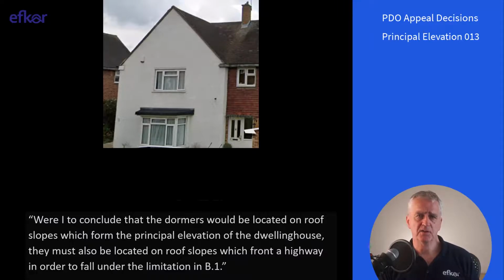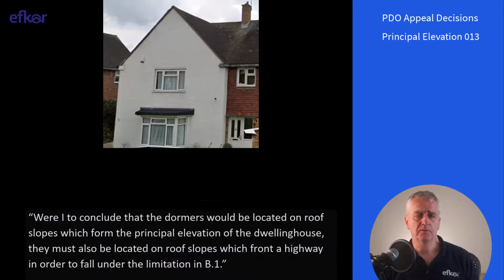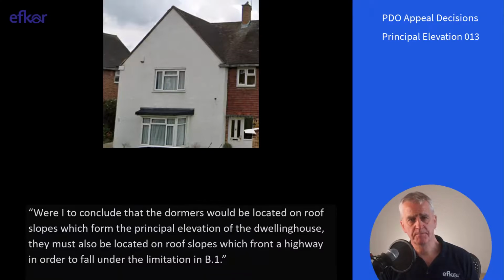Secondly, the inspector is under the impression that the dormers must be located on roof slopes fronting a highway, whereas the limitation refers to developments that would extend beyond the plane of the roof slope. They don't need to be on the roof slope for the limitation to apply.